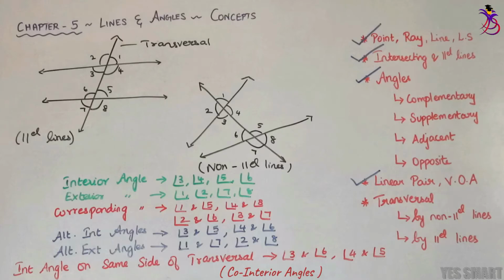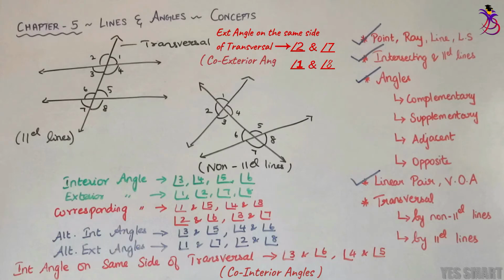Similarly, we have exterior angles on the same side of the transversal. That is, the angles should be on the same side, but their position should be exterior. Therefore, on observing the example, angle 2 and angle 7. In the same way, on the right hand side of the transversal, we have angle 1 and angle 8, which lie on the same side, also on the exterior side. These angles are called co-exterior angles.